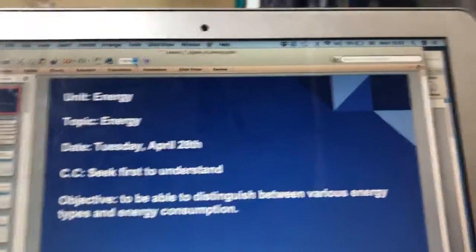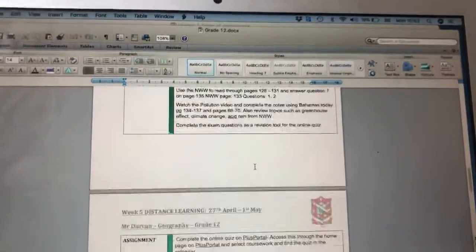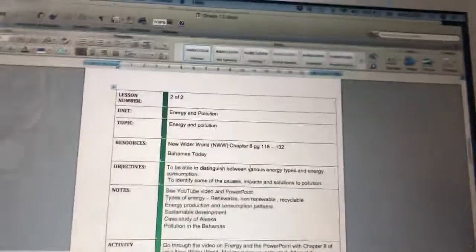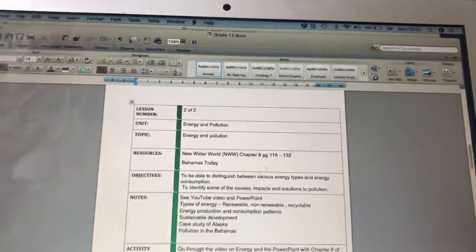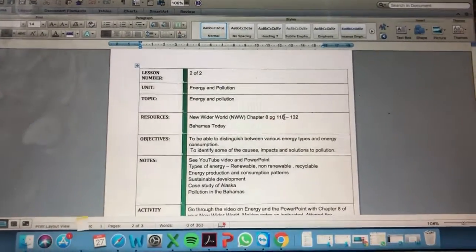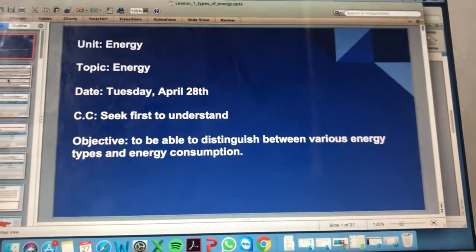So, yeah, we're going to go on to lesson 2 of 2. We did finance. We're now going to be looking at energy and pollution, okay? You can read through the information here. This is going to be going through the book New Wider World, page 118 to 132. Now, I've made a PowerPoint that goes through some of these main points here.